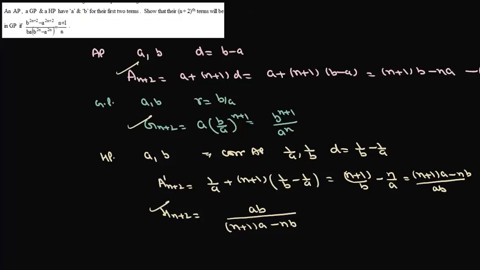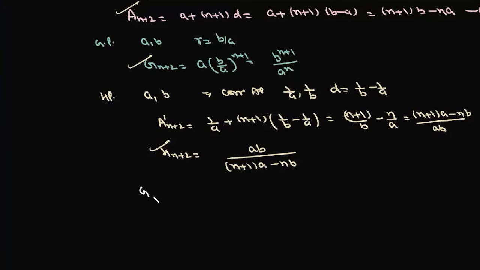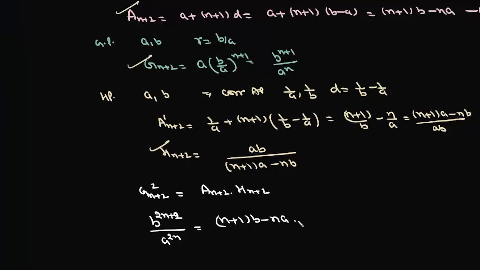So if these three terms are in GP, we can write G_{n+2} squared will be equal to A_{n+2} into H_{n+2}. Now this G squared will be b to the power 2n+2 upon a to the power 2n, and this A_{n+2} is (n+1)b minus na upon, and this H is ab upon (n+1)a minus nb.